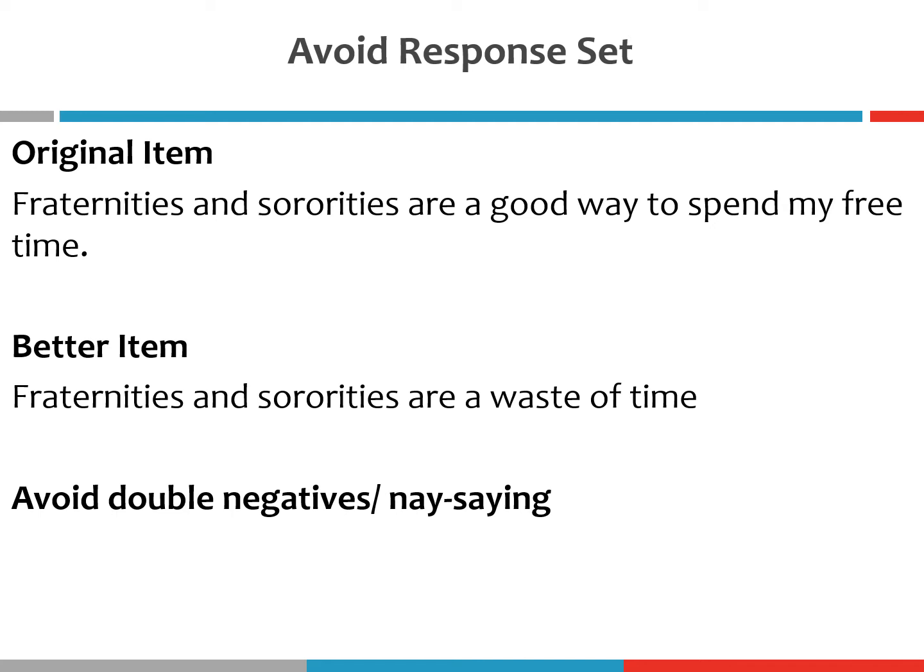Then an item like "not joining a sorority will not help me make friends," right? That's called naysaying, when we have double negatives in there, which are confusing or difficult to answer. "Not joining a sorority will not help me make friends" is very confusing. So we would want to phrase it like, "joining a sorority will help me make friends," or "joining a sorority will not help me make friends," rather than having the double negative in there, okay?